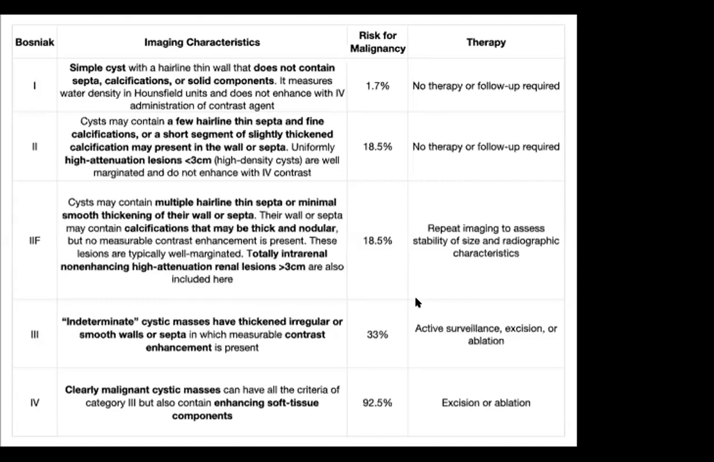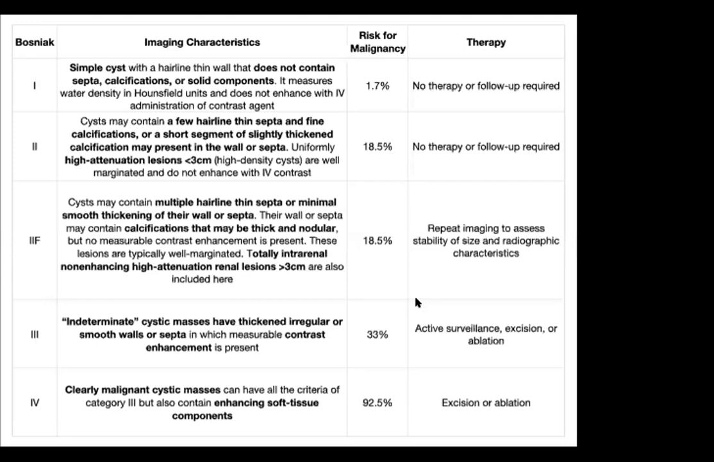For Bosniak 2, there are a few hairline thin septa and fine calcifications, or a short segment of slightly thickened calcification may present in the wall or septa. High attenuation lesions less than 3 cm are also included in this group. Their risk for malignancy is 18.5%, but there's also no requirement for therapy or follow-up. For Bosniak 2F, these cysts may contain multiple hairline thin septa or minimal smooth thickening of the wall or septa.